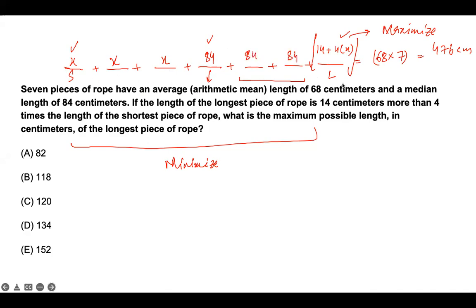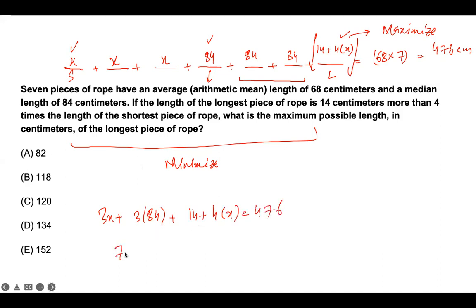So you add all of these and equate to 476, and you will get the value of x. So this will be 3x plus 3 times 84 plus 14 plus 4x equals 476.